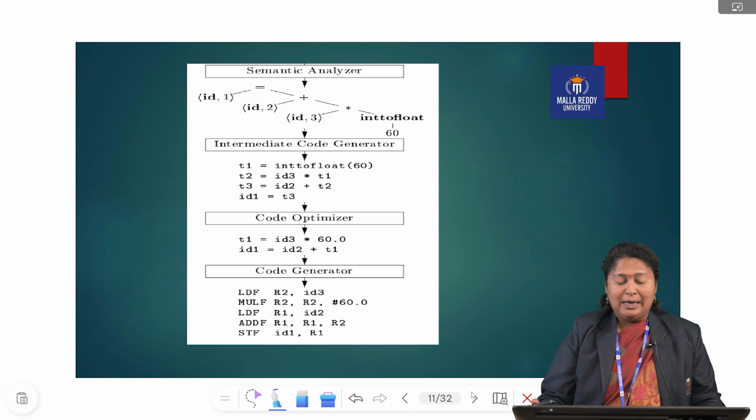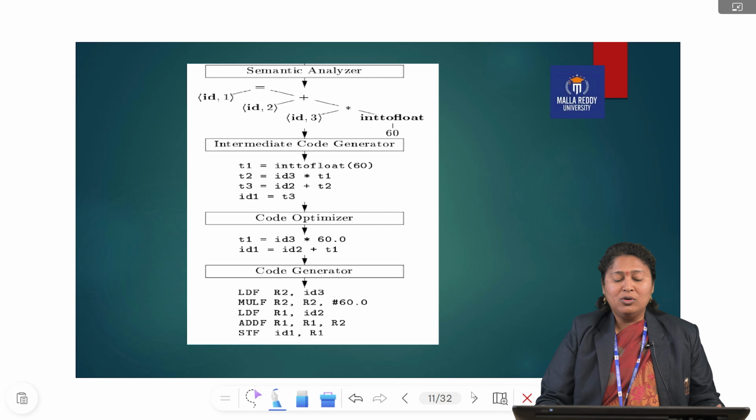So here it has the steps in which order we need to execute the particular statements. So this is the output of the intermediate code generator, that is, some action is performed here.